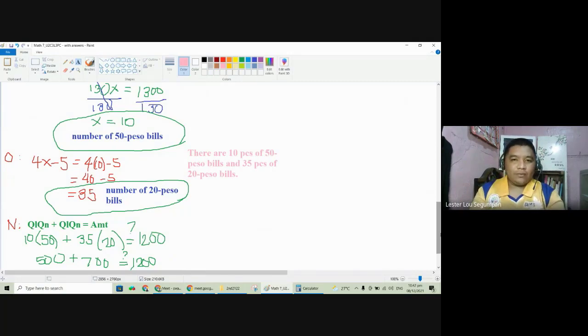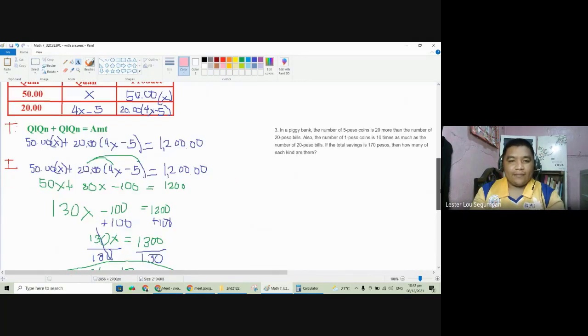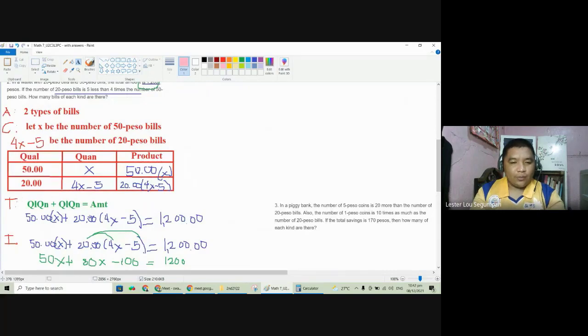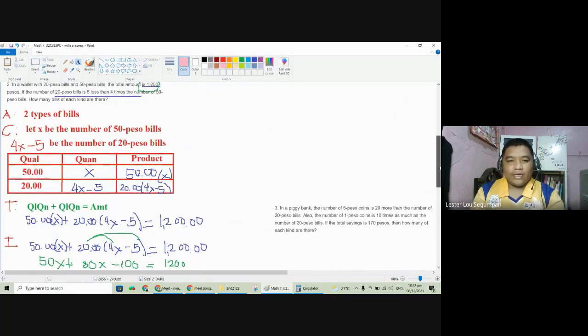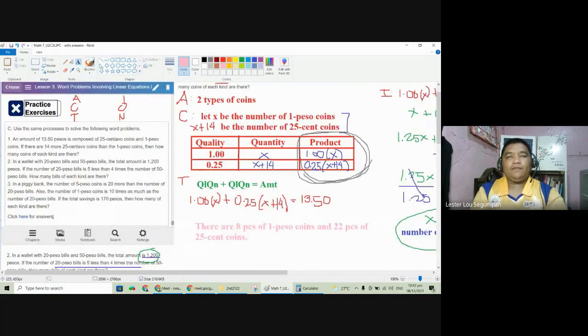So more or less, the situation will just look like that. The translation will be looking like this since we are given the amount. By the way, if the situation will tell us that the total amount for 50 peso bills is, for example, 4 times the amount of 20 peso bills, you might translate it differently. Just for these three items, it will look like this.